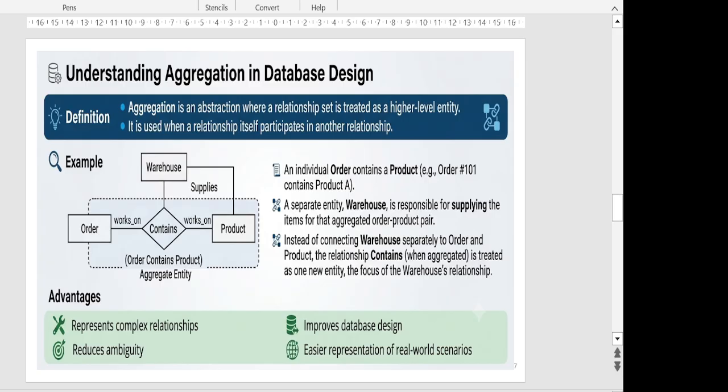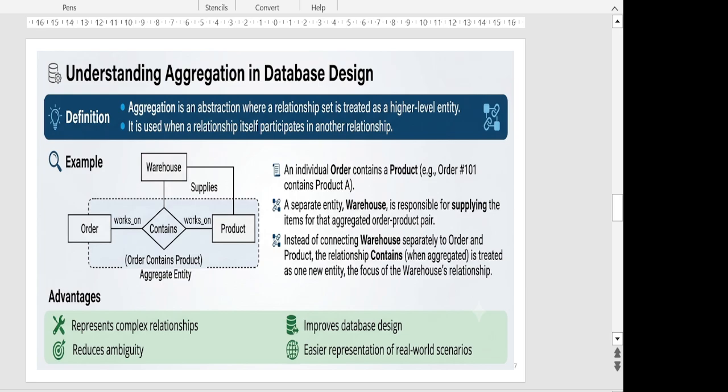So now we will see aggregation, right? Simply, aggregation is an abstraction. Aggregation is an abstraction where a relationship set is treated as a higher level entity, right? So simply, what is aggregation? You can say it is an abstraction. Abstraction means data hiding. What is data hiding actually? We are not required to disclose the information. So that is the abstraction, right?